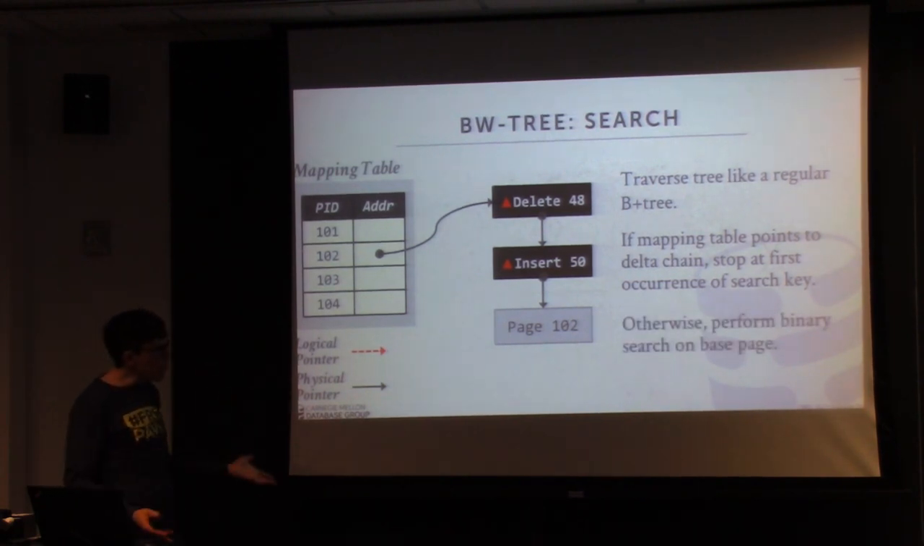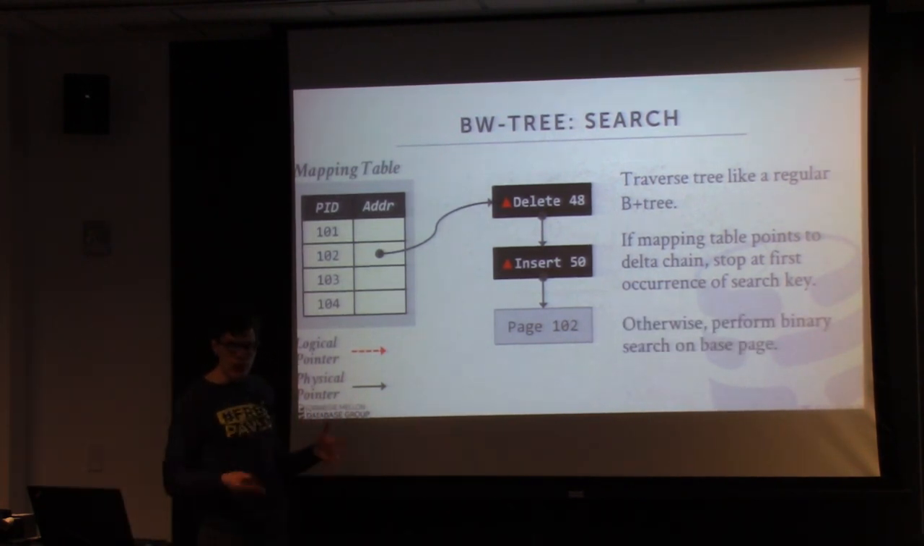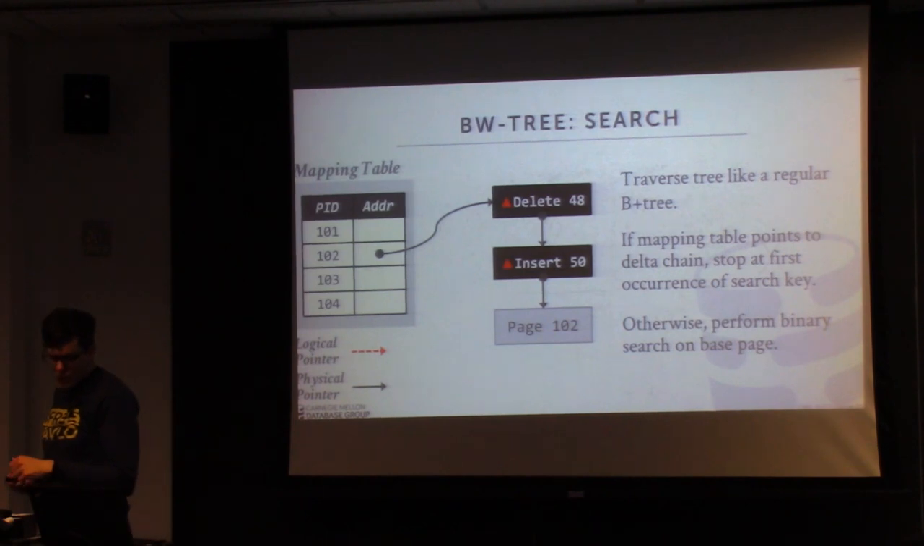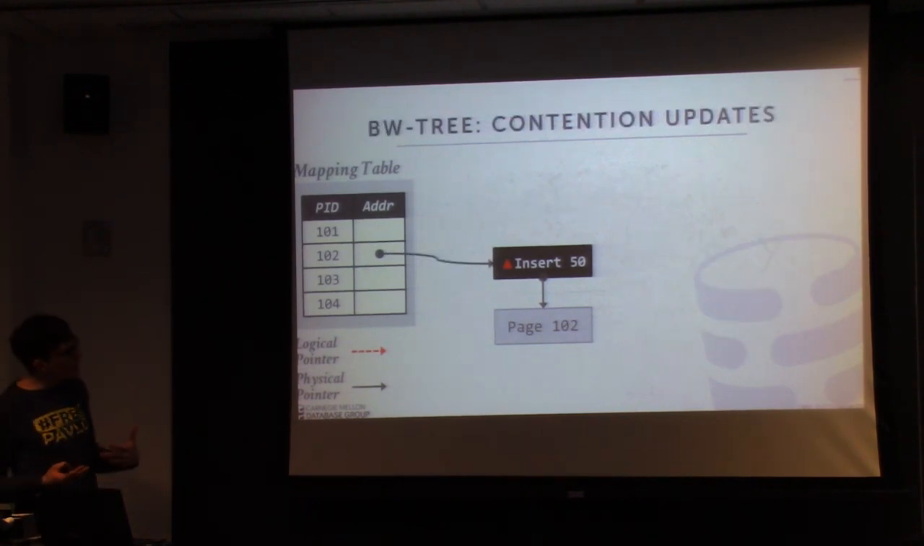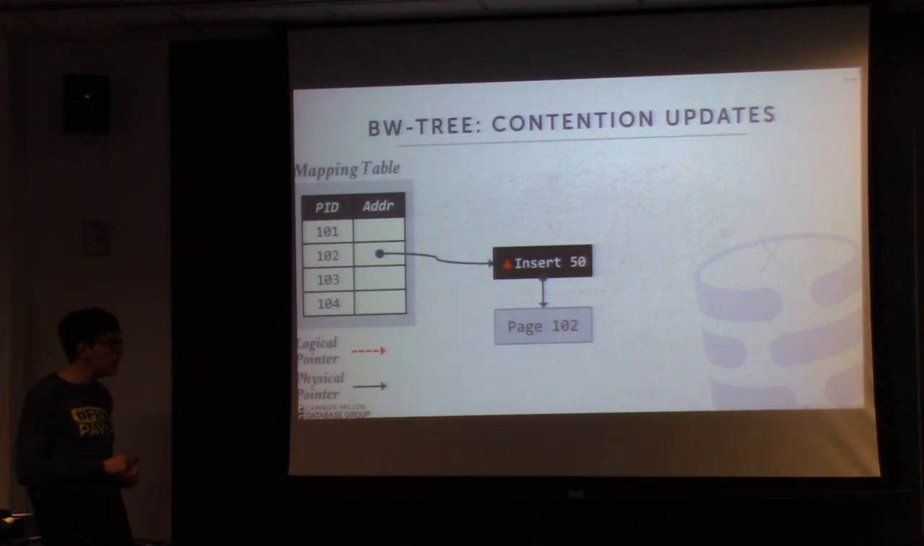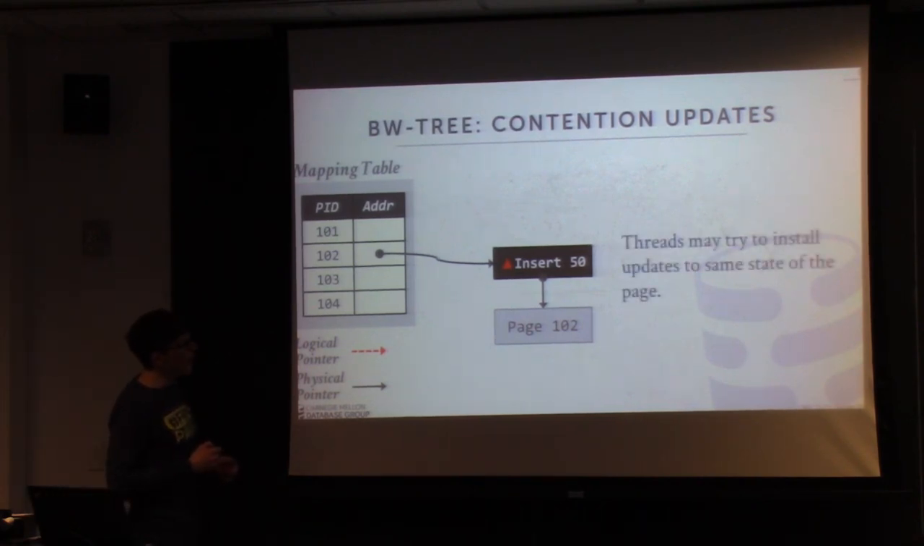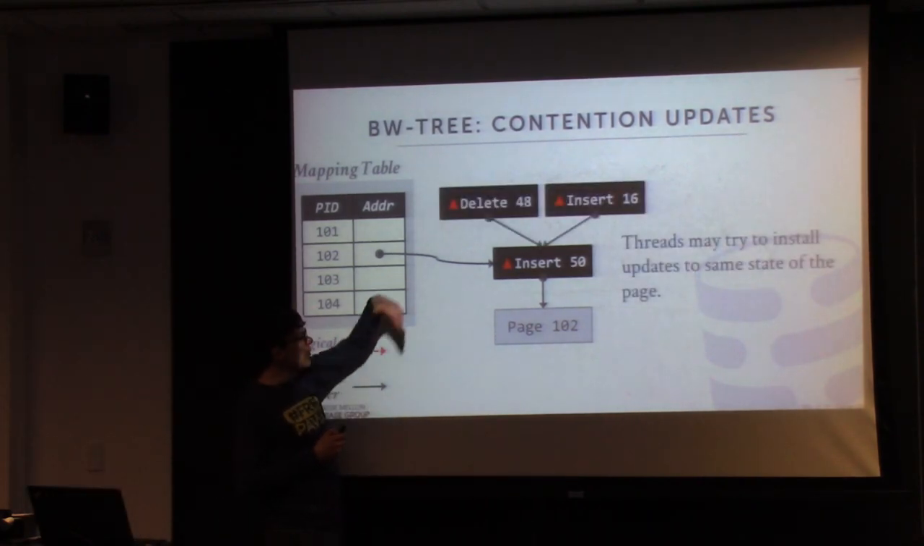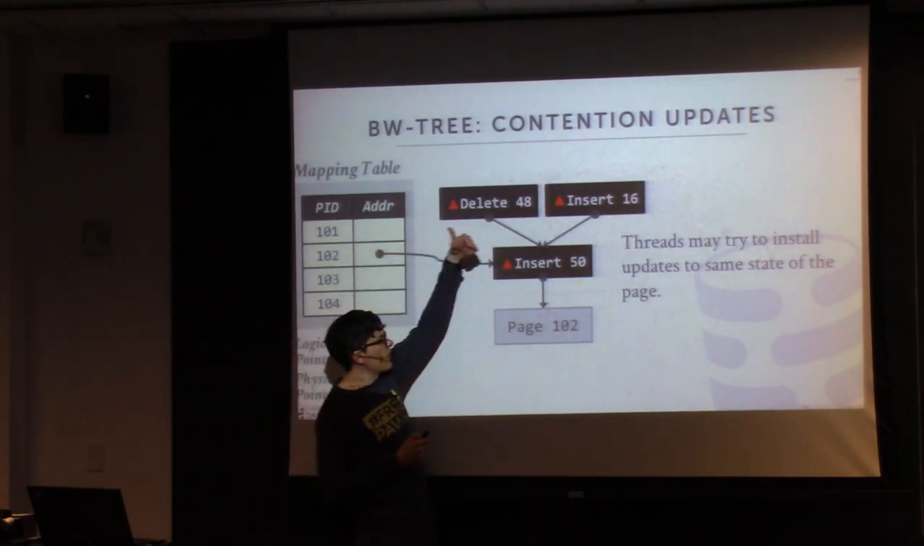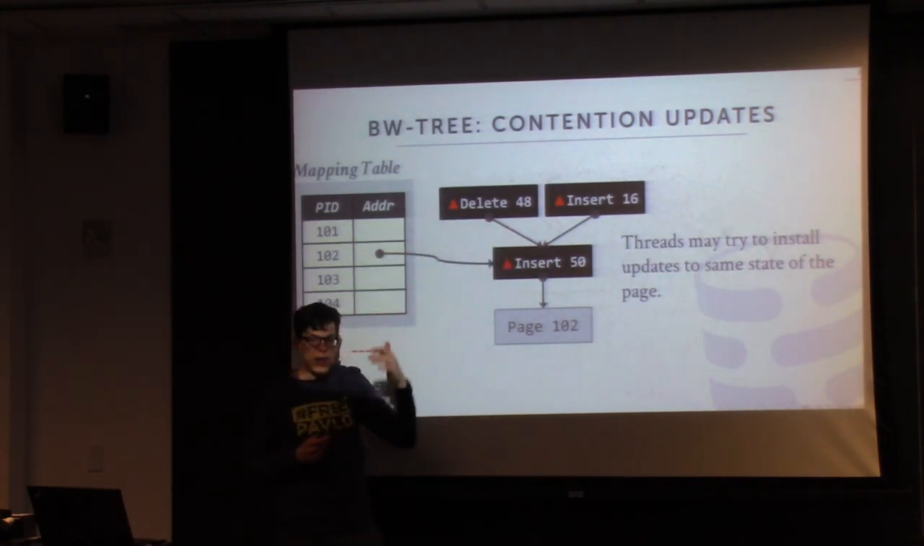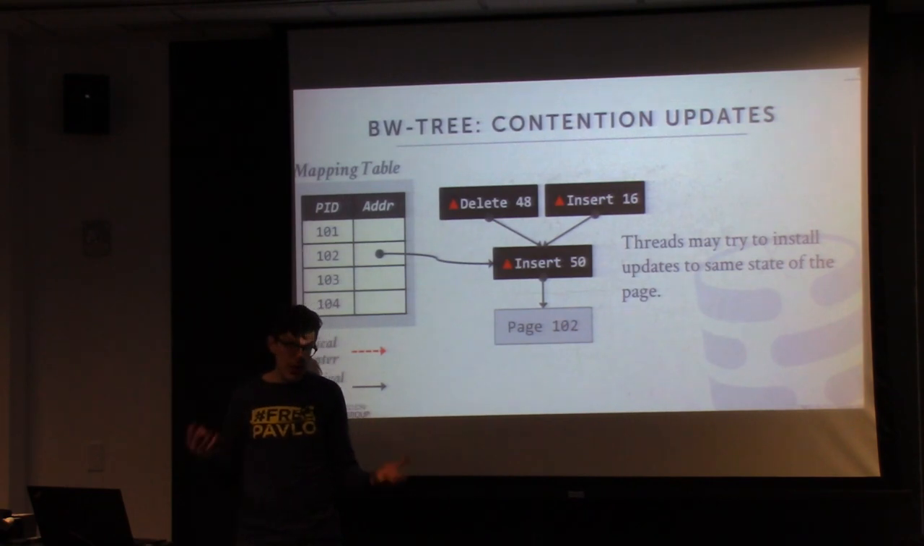All right, so same thing, when you reach the bottom, you just do the binary search as you normally would. So let's see now what happens if we have two threads trying to update the same page at the same time. Say that there's two threads. The first guy wants to delete 48. The second guy wants to insert 16. And it's going to be, again, the same thing that we saw in the skip list.